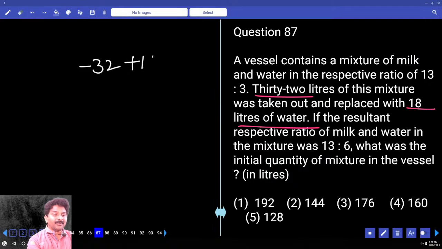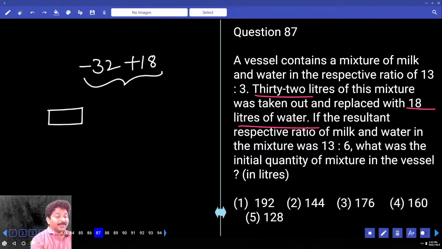Then what happened? 18 liters of water is added. What is going to be the final effect for the total quantity? Is it getting more or less? How much less? 14. That means from the total quantity, you need to subtract 14 liters, then only you will get the final container.